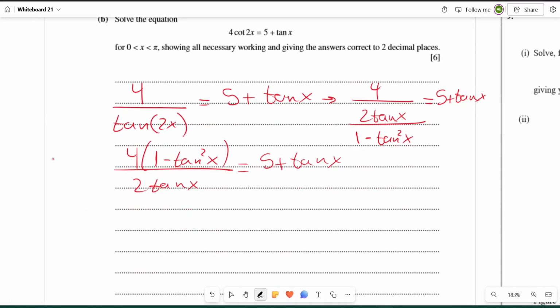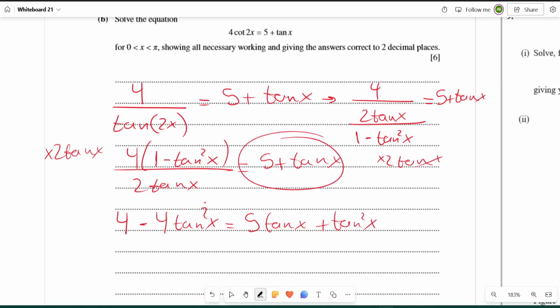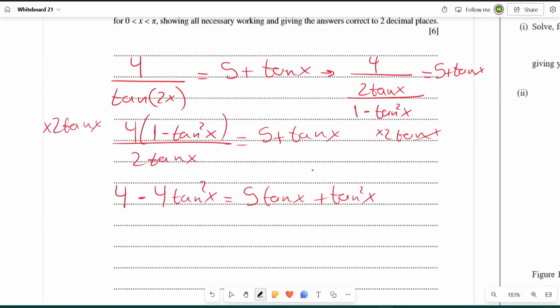So what I can do is multiply by 2 tan x on both sides to get rid of it in the denominator. So this becomes 4, and let's multiply this. So 4 minus 4 tan squared x equals 5 times tan x plus tan squared of x, because I multiplied tan x to the whole right side. So let's move everything to the right side. So this becomes 0. This becomes a positive 4 tan squared plus 1 tan squared is basically 5 tan squared x plus 5 tan x.